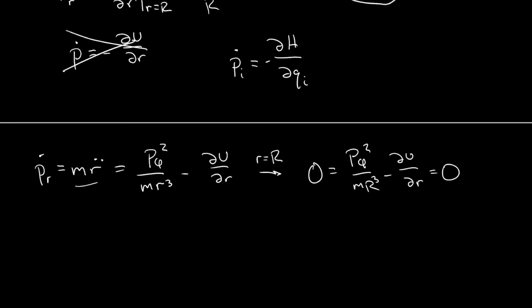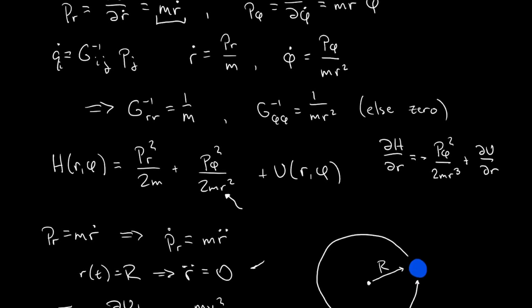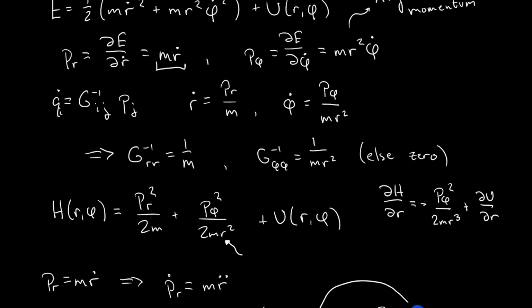But this is exactly what we found before. dU/dr at r equals big R is equal to p phi squared over m R cubed. If I rewrite p phi squared, I can just scroll up and we can see that p phi is m r squared phi dot.